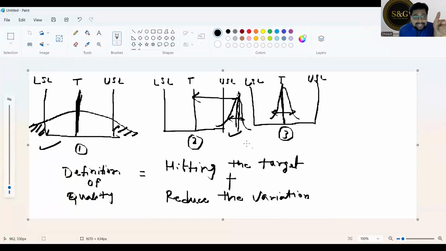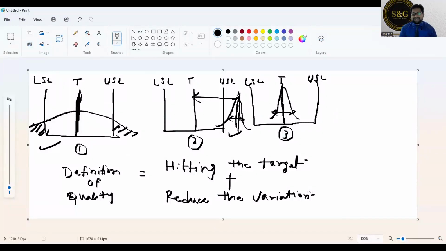And that is the reason we have to measure the central tendency. Hitting the target, that's why we measure mean, mode, median. And reduce the variation, that's what we are measuring, the range, variance and standard deviation. Yes, accuracy and precision. Absolutely right. So we want accuracy and precision both.